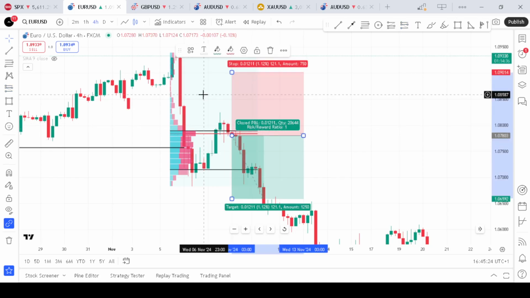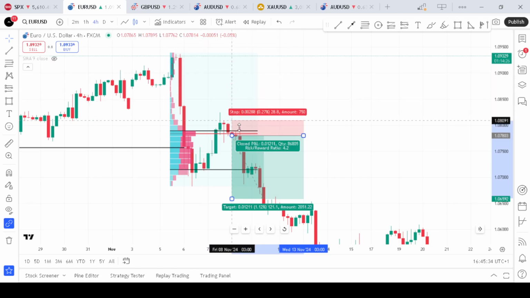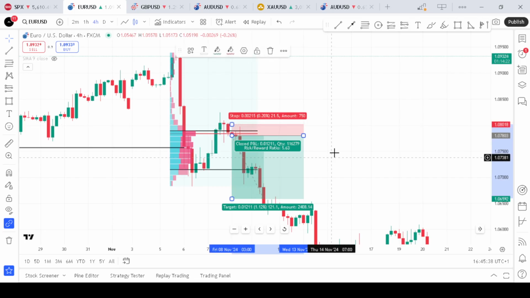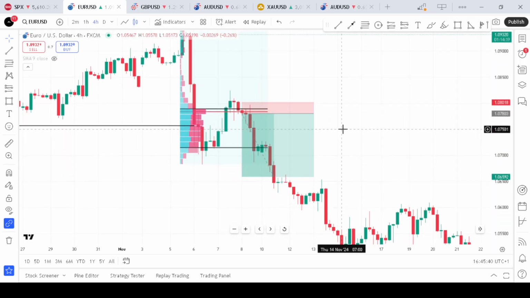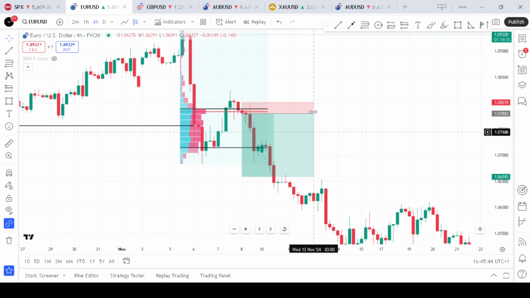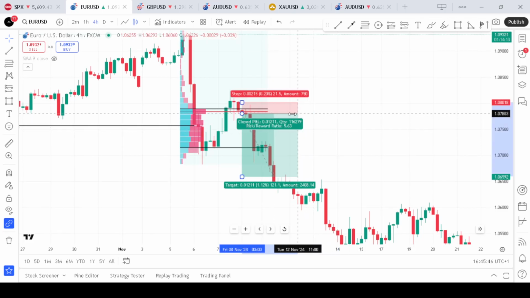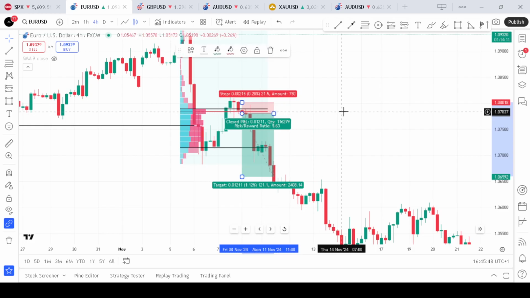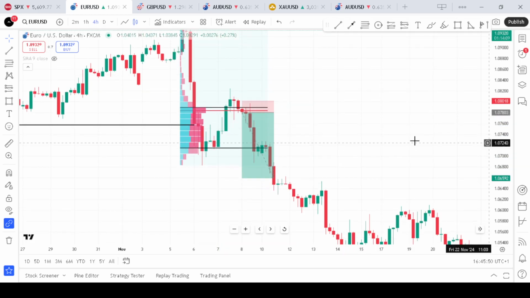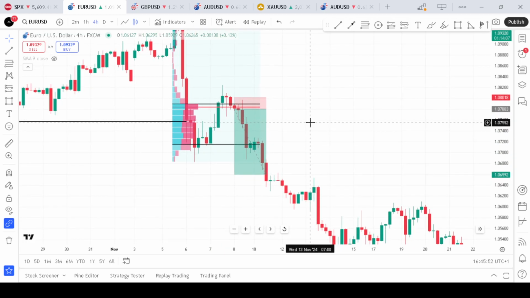Remember risk management: you have to set your stop loss below the high value node in a long position, and for a short position you place it above the high value node. This is where you place your stop loss. Just to manage your risk, always place a stop right after you enter your position, to secure your trade from losing more than the calculated amount you are meant to lose.